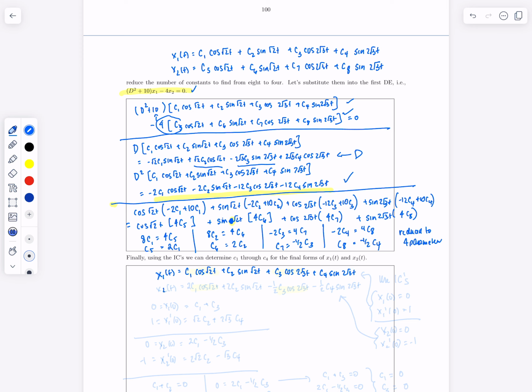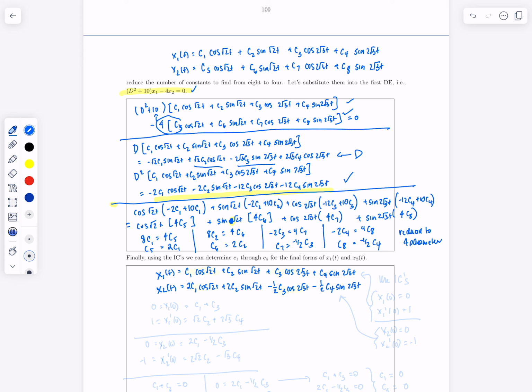Now x2. Now we use the relationships we just had. Well, c5 is just 2 times c1 cosine square root of 2t. c6 is nothing but 2 times c2, so we'll have plus 2c2 sine square root of 2t. And likewise, we'll have minus 1/2 c3 times the cosine 2 on the square root of 3t, and minus 1/2 c4 sine 2 on the square root of 3t.